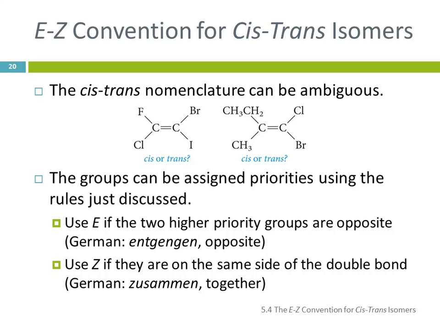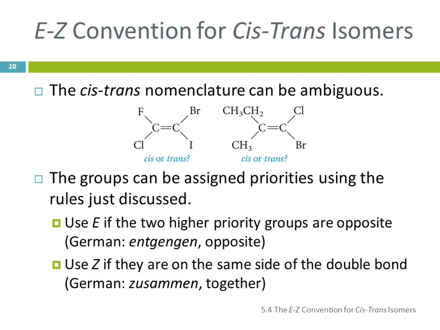And instead of calling them cis and trans, we're going to use E and Z. E is for the German word entgegen, which means opposite. And Z for the German zusammen, meaning together. So Z is the equivalent of cis, and E is the equivalent of trans. So let's look at these and assign priority and then see, is it E or Z?